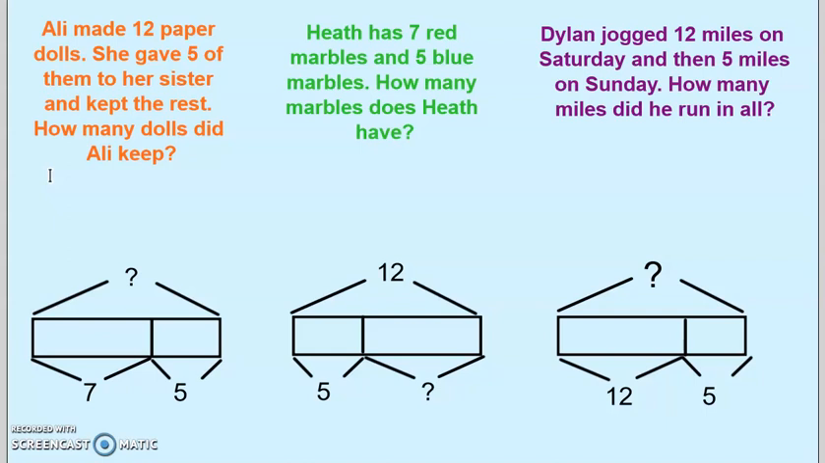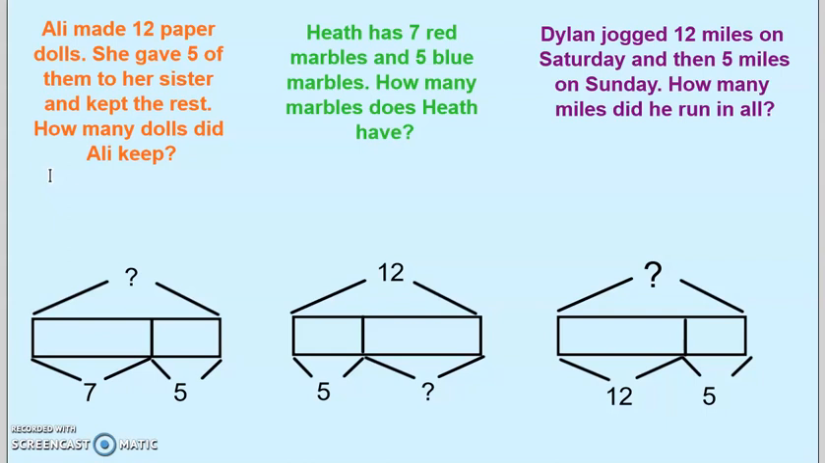So let's think about this. What do we know in this problem? We know Allie made 12 paper dolls. What happened next? Well, she gave 5 of them to her sister. Think about what that means. She gave 5 of them to her sister. The question says, how many dolls did Allie keep?